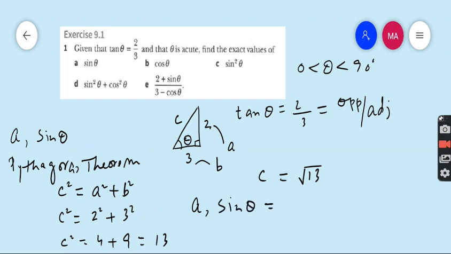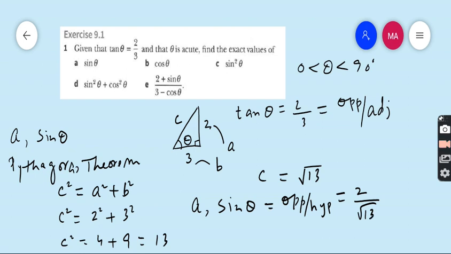What is the formula of sine theta? Opposite upon hypotenuse. What is the opposite of theta? The opposite of theta is 2 and the hypotenuse is root 13. This is our final answer.